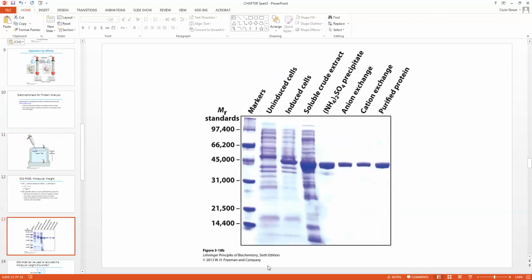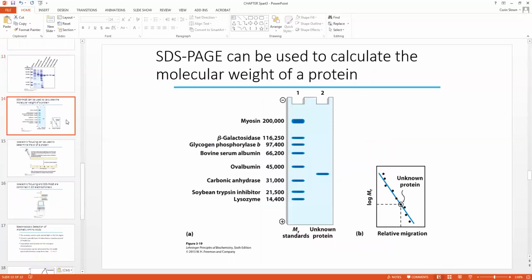And so if we take a look here, these are our markers. We have our uninduced cells, we have our induced cells, we have our crude extract, we have a precipitate, our anion exchange, our cation exchange, and then our purified protein. And that's what's going to allow us to analyze, say, for example, a very complex mixture. Now, we can use our SDS-PAGE to calculate the molecular weight of a protein. So if we have an unknown protein and we have our relative standards, we'll be able to determine its relative migration.